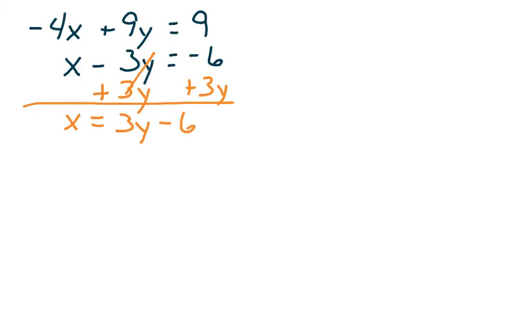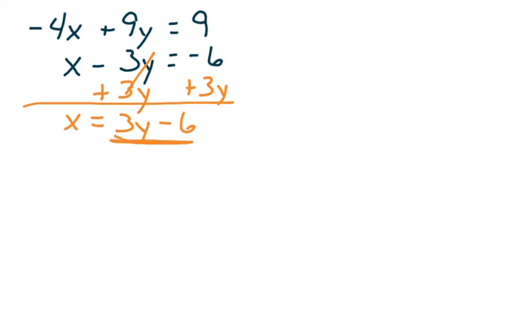I could have written it as negative 6 plus 3y, but make sure that the negative is still in front of the 6. This is not the same thing as 6 minus 3y. Now you've changed the signs on both of them, and that's illegal in Mathland. So now I have x is equal to this 3y minus 6.